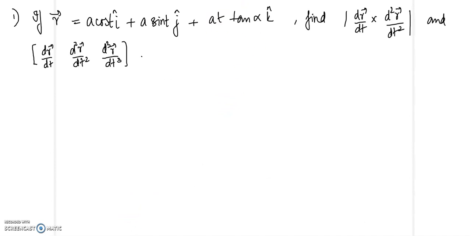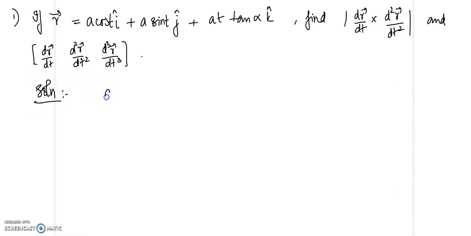So let us move on to the first problem. So here you are given r equal to a cos t i plus a sin t j plus a t tan alpha k. Then we need to find the modulus of dr by dt cross d square r by dt square, and the box product of dr by dt, d square r by dt square, d cube r by dt cube. So we need the first, second, and third derivatives of r. So let us calculate the derivatives.